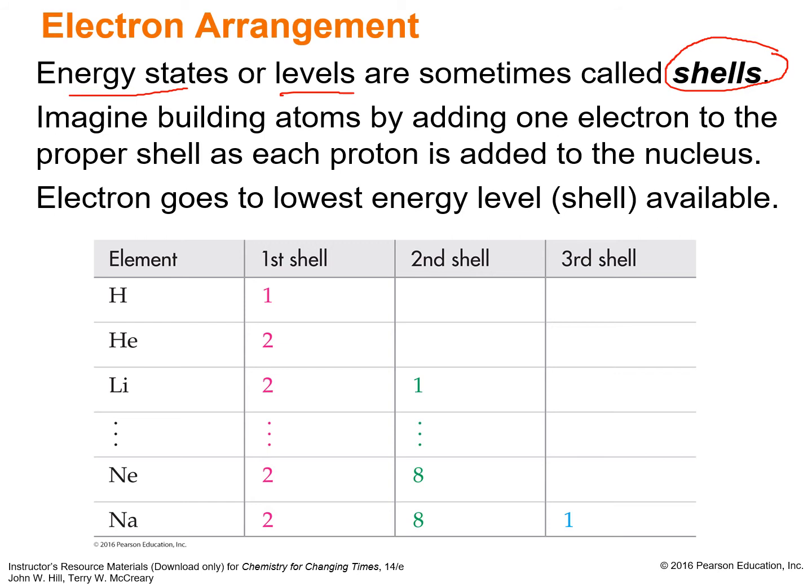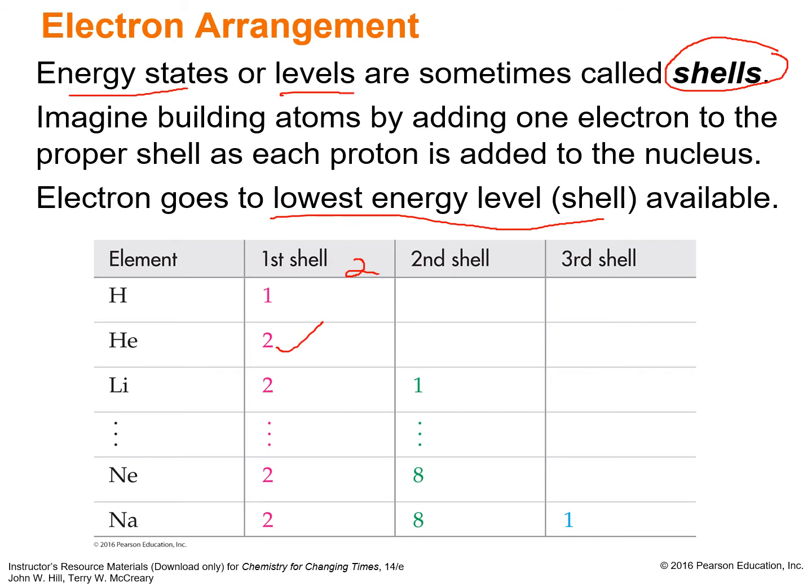So an element can have a first shell, second shell, third shell, and the electron will always go from the lowest energy to the higher energy. So for example, for hydrogen, you have 1 electron, so it will go to the first shell. For helium, there are 2 electrons. So because the first shell can have a maximum of 2 electrons, you show 2 electrons here.